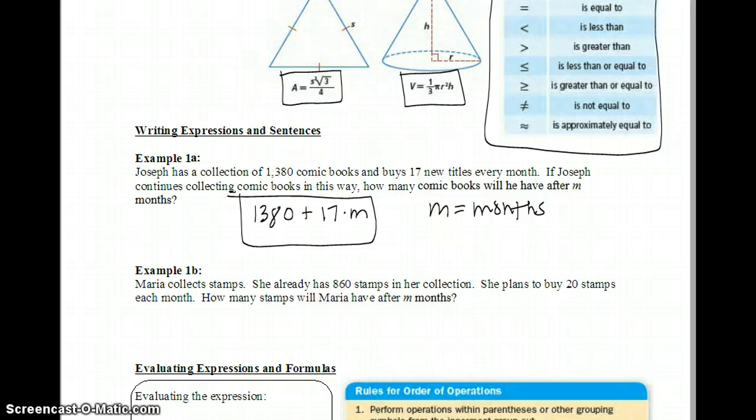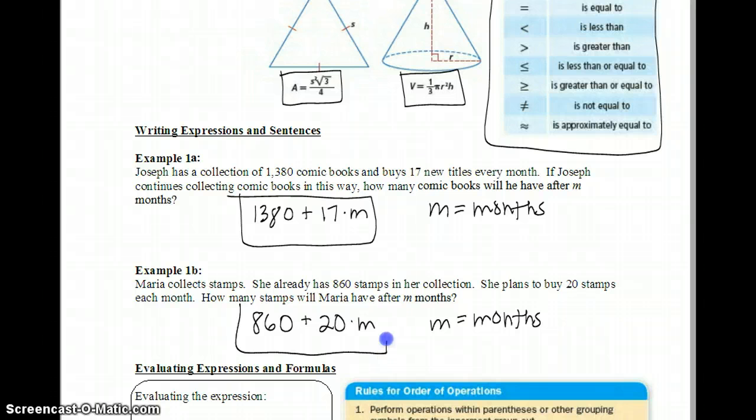For example 1b, Maria is collecting stamps. She already has 860 stamps in her collection, so she has 860. And she plans to buy 20 more stamps each month, so she's going to buy 20 each month, where m also equals months. How many stamps is Maria going to have after a certain amount of months? This would be the algebraic expression that would show that.